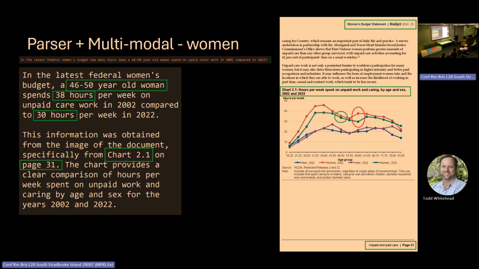So then I went, does it do any better with the women? And the answer was no. The women's one was quite similar together, but it's decided 38 and 30, which to me looked like it actually picked up the 56 to 60-year-olds.